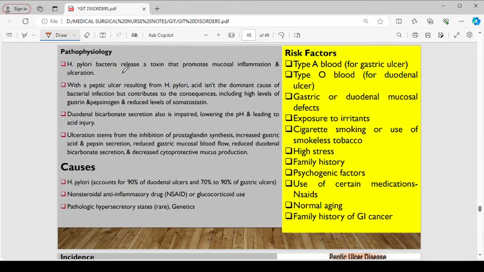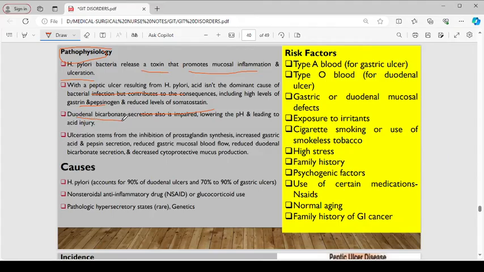The pathophysiology of peptic ulcer disease is more associated with H. pylori, Helicobacter pylori bacteria, which normally releases toxin, and this toxin promotes mucosal inflammation and ulceration. So with a peptic ulcer resulting from H. pylori, the acid may not be the dominant cause of bacterial infection, but it will contribute to the consequences, including high levels of gastrin, pepsinogen, and reduced level of somatostatin.